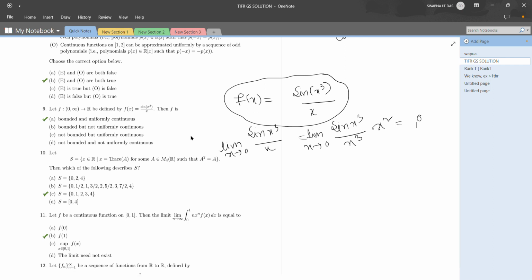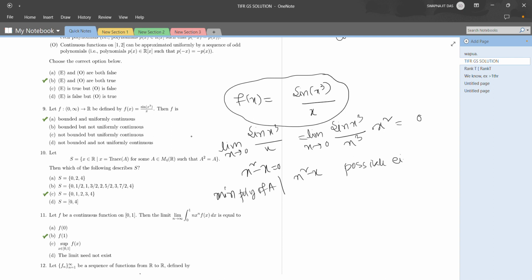X is equal to x belongs to R such that x equal to trace A for some A belongs to M4R such that A square equal to A. See, A square equal to A means x square minus x equal to 0 is an annihilating polynomial. That means the minimal polynomial of A must divide x square minus x.